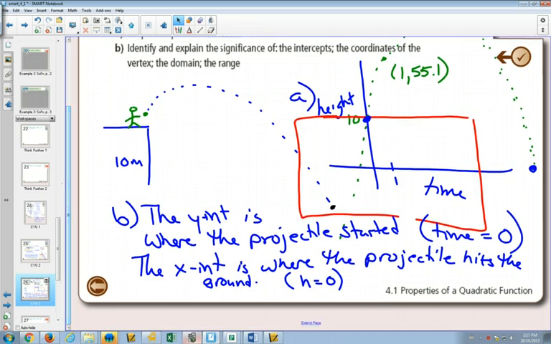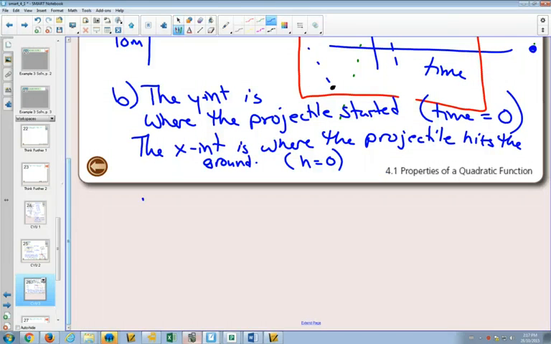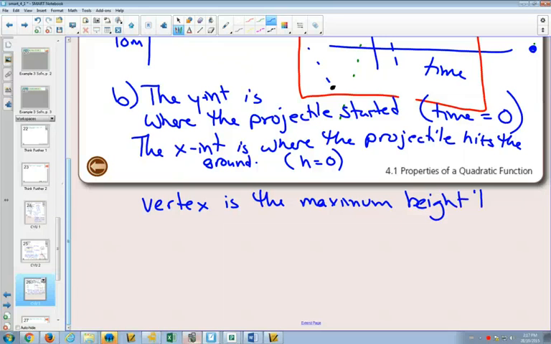Explain the significance of the vertex. The vertex is the maximum height that the projectile gets.